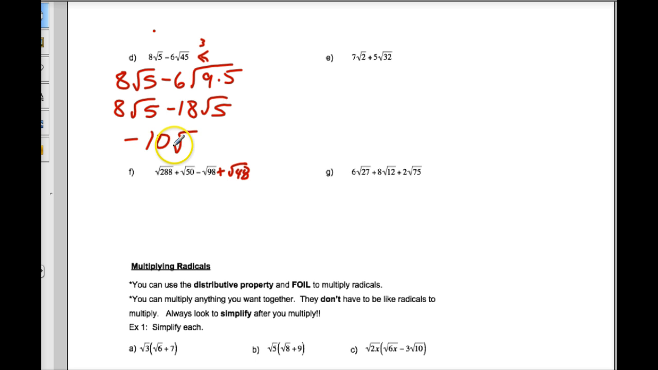Anybody else get negative 10 radical 5? Did I do that one right? Yeah. Okay.